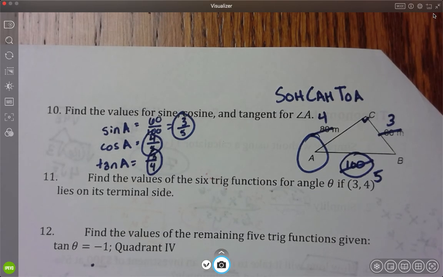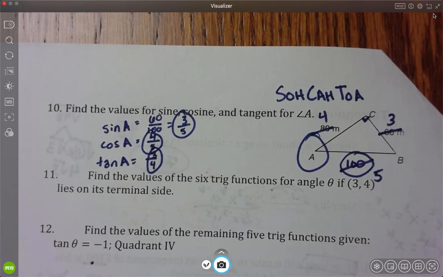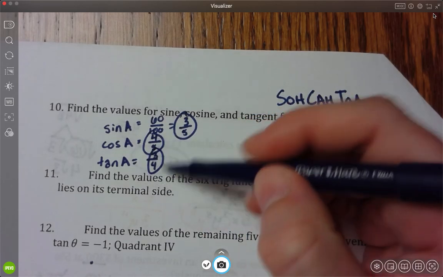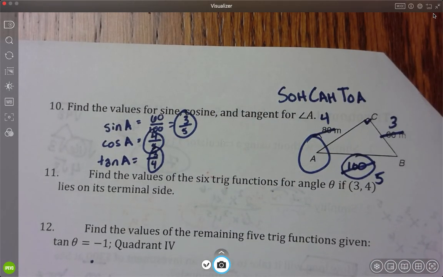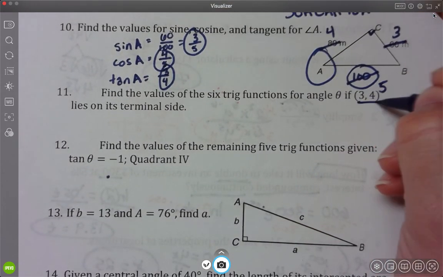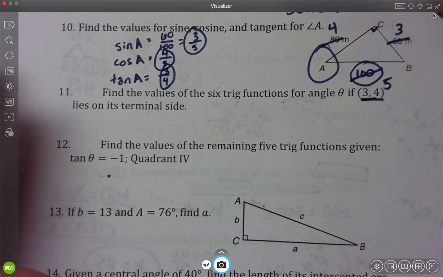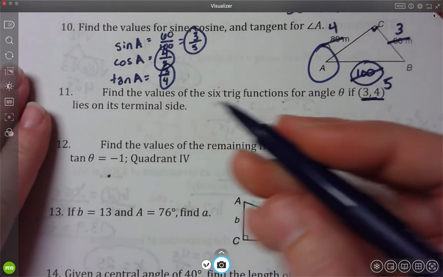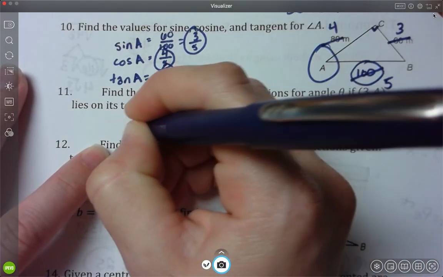All right, so you can cross him out and just use the reduced ones. That way you don't have to reduce 3 times over here. You can just reduce it once on the triangle. Okay, so we have another 3, 4 thing going on here. Find the value of all 6 trig functions for angle theta if (3, 4) is on its terminal side.